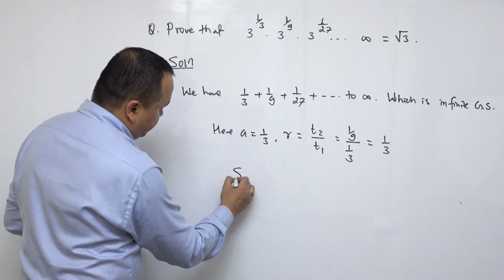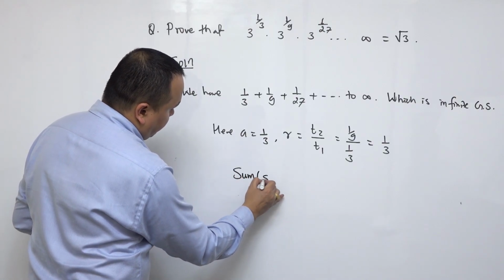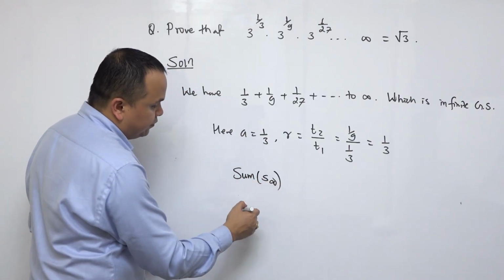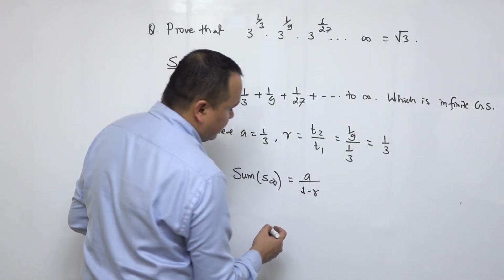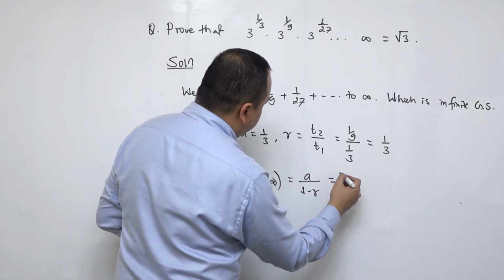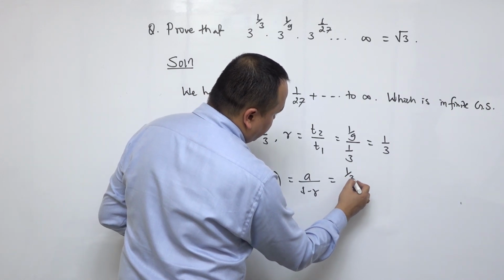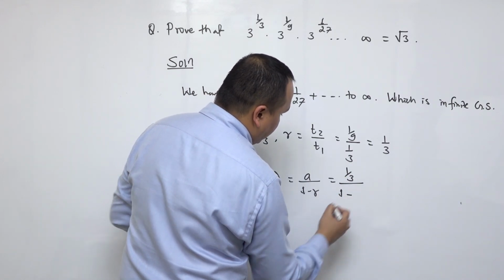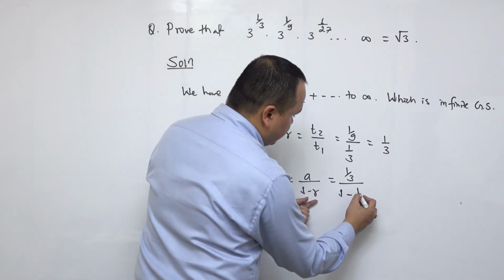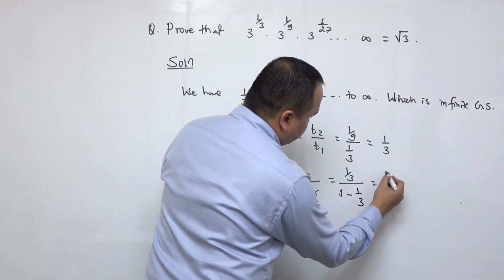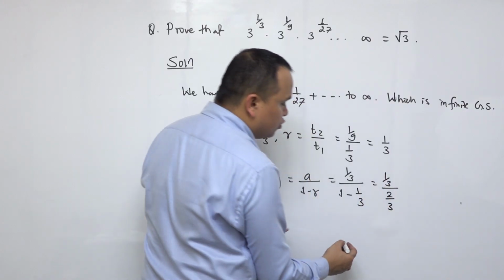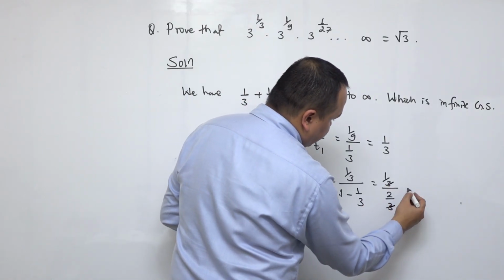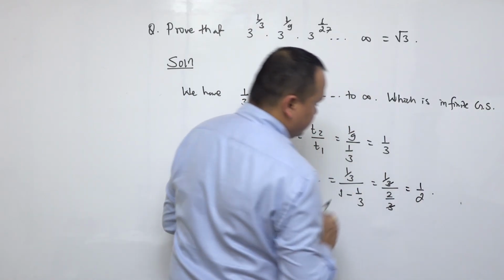The sum S infinity is a upon 1 minus r, which is 1 upon 3, 1 minus r is 1 upon 3. So this is 1 upon 3 by 2 by 3. 3 cancel, this is 1 upon 2.